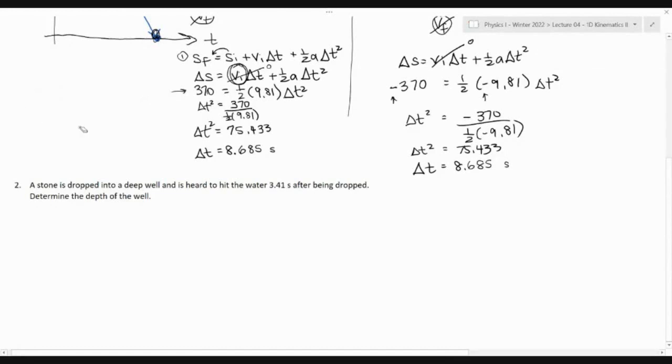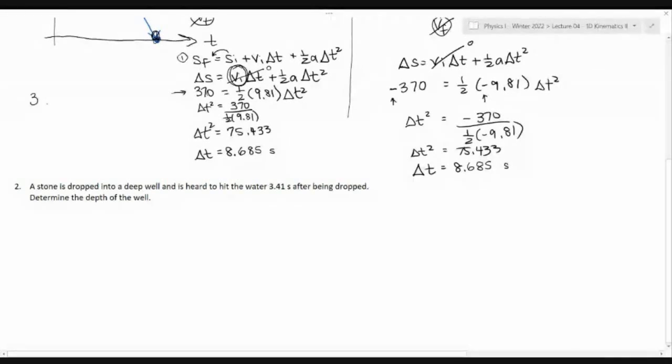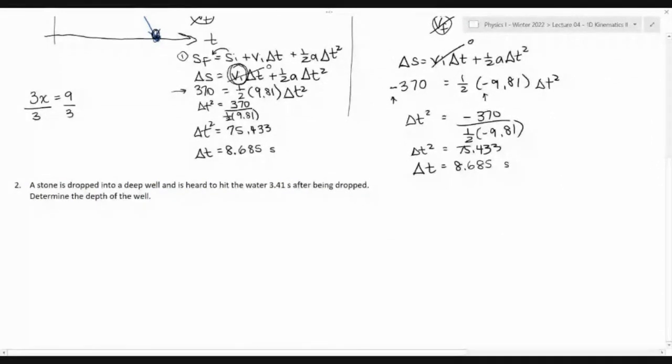Yep. So if you had something like 3x equals 9, you're dividing both sides by 3 so that the x would be by itself. Right? So that's the same idea. It's just more complicated with these numbers. Okay, thank you. Yep.